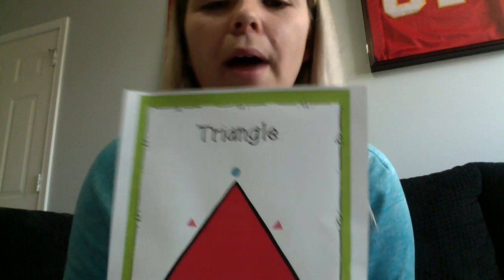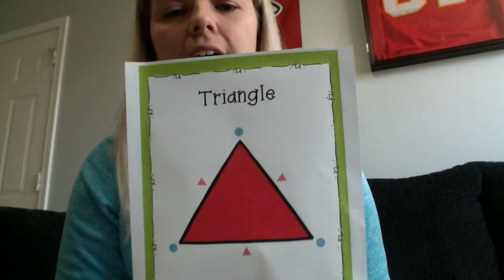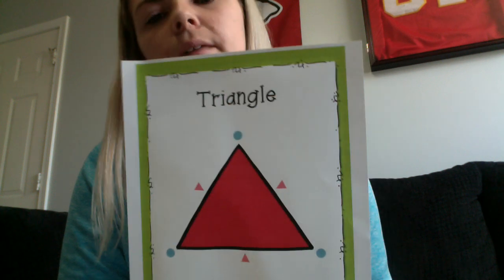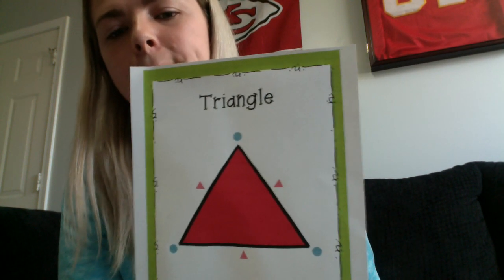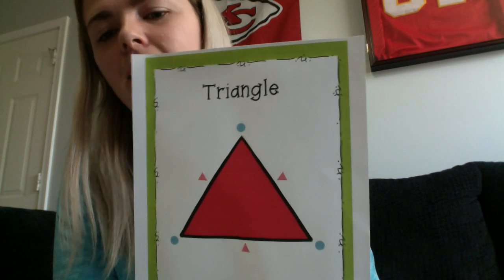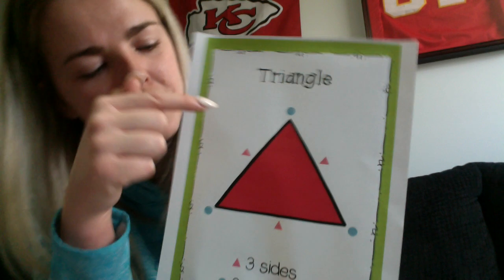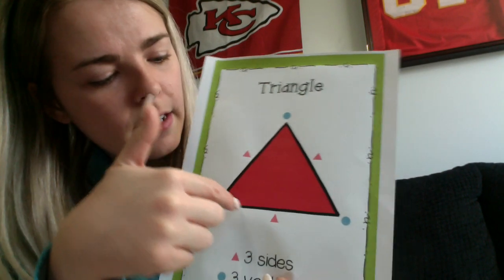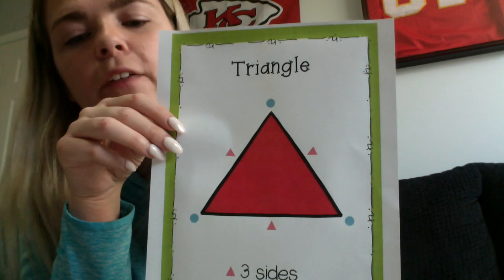This is called a what? Triangle. Great job. Triangles have how many sides? Go ahead and take a moment to count them if you need to. You can press pause if you need a little bit more time. You said 3 sides. You are correct. Let's count them together. 1, 2, 3.